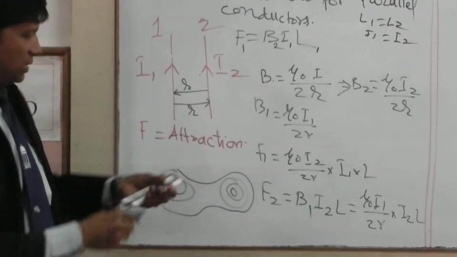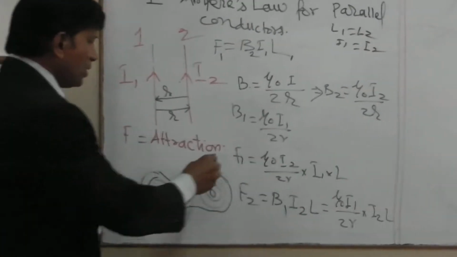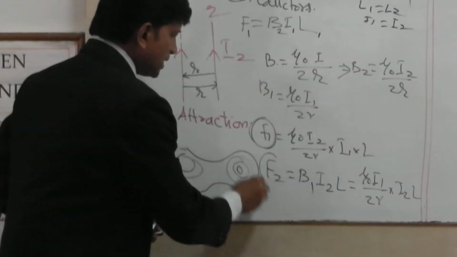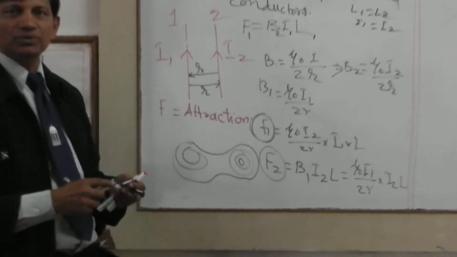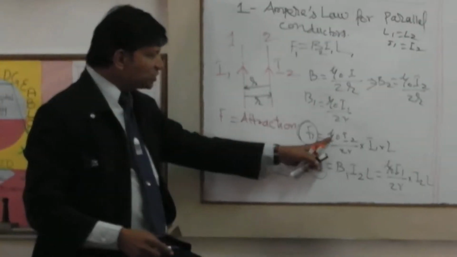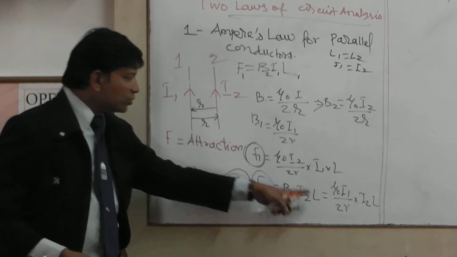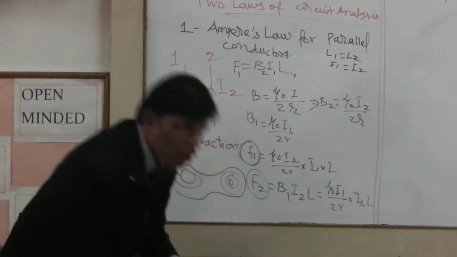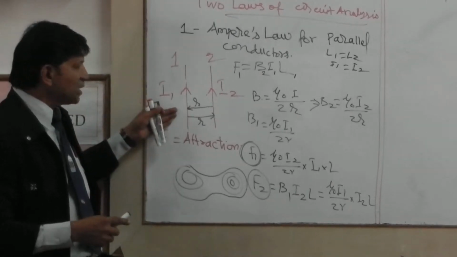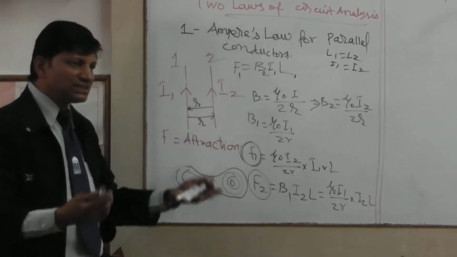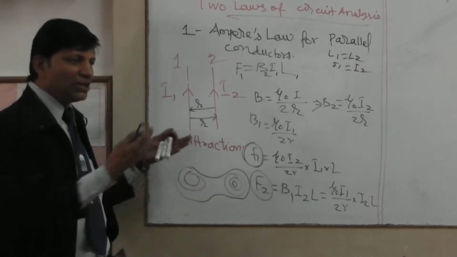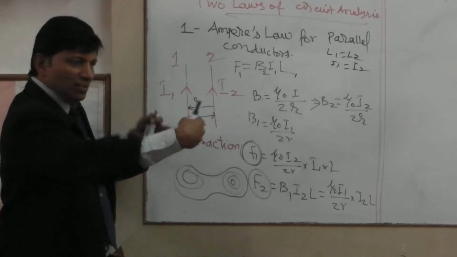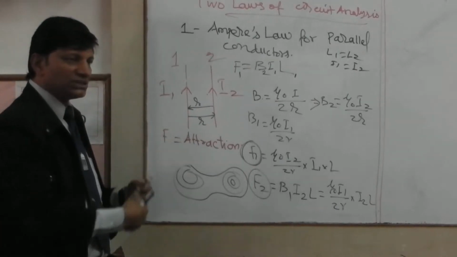Look at the F2 and F1 formulas. Are they the same? Yes, sir, they are the same: mu0, 2R, I1, I2, L. So the force experienced on conductor 1 and conductor 2 is the same. Per unit length, F upon L is the same. So with equal and opposite forces, they are attracted.